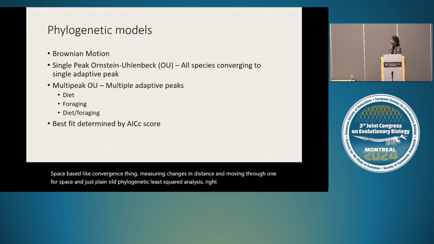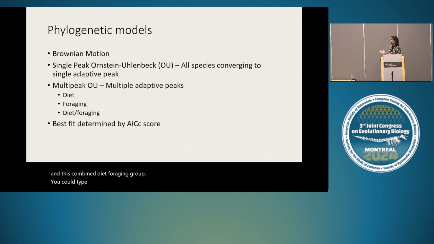So the phylogenetic models we use to test: a Brownian motion model, a single peak Ornstein-Uhlenbeck model, where all the species are converging to a single adaptive peak, and three multi-peak OU models for diet, foraging, and this combined diet-foraging group ecotype. We determined best fit by sample size corrected AIC score. So let's get started with results.